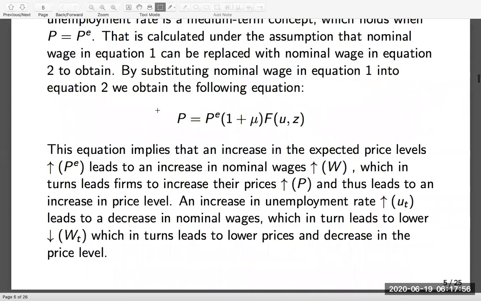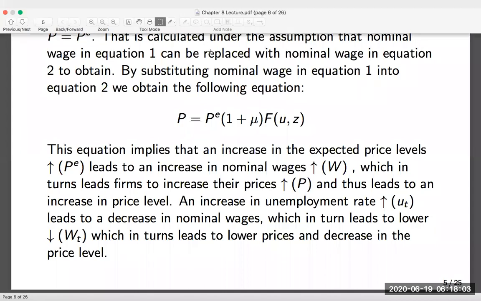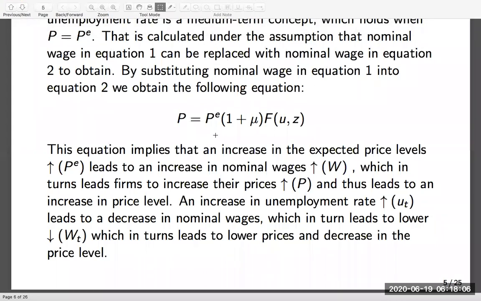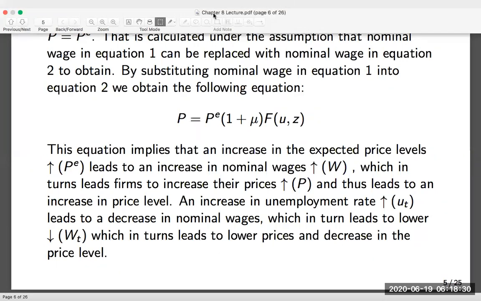This is supposed to be the AS equation, which shows the relationship between your price, expected price, markup, catch-all variables, and unemployment. All it means is that the variables on the right-hand side are independent variables which explain price, which means if you increase your expected price, your prices will increase and inflation is likely to increase.